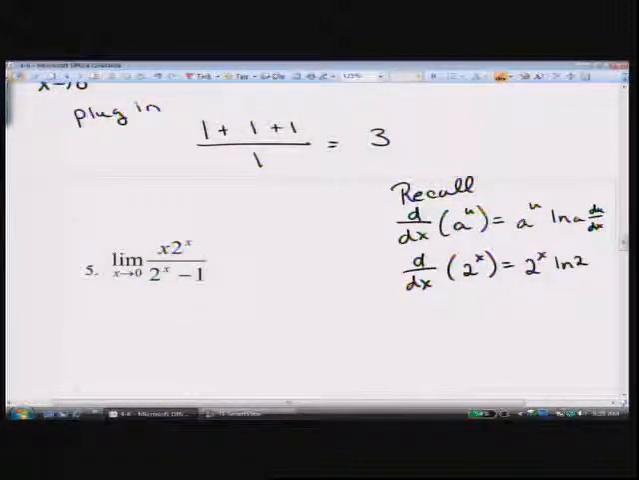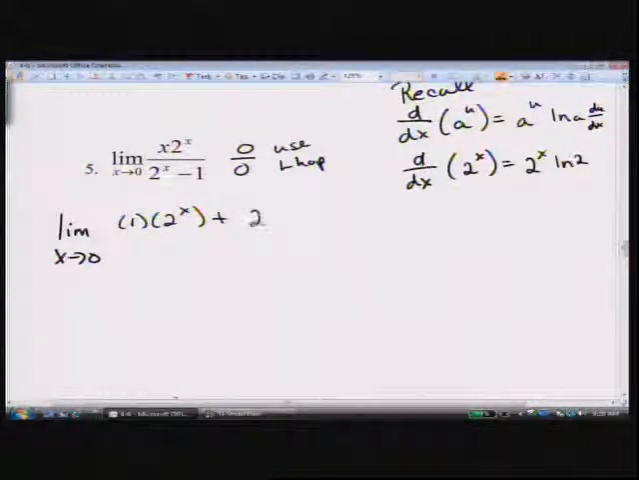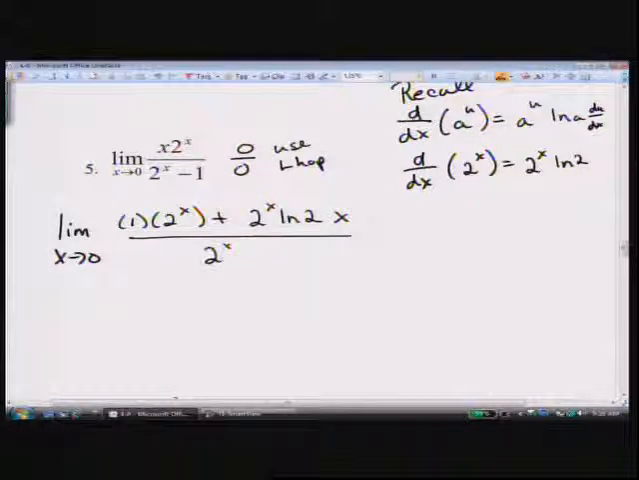So, is this L'Hopital's rule worthy? Well, yes, because you do get 0 over 0 when you do a direct plug-in. So we're going to use L'Hopital's rule. Now we're going to have a product rule in the numerator. So the derivative of x is 1 times 2 to the x plus the derivative of 2 to the x, which we just figured out was 2 to the x ln 2, times the first, which is x. And that's all over 2 to the x minus 1.